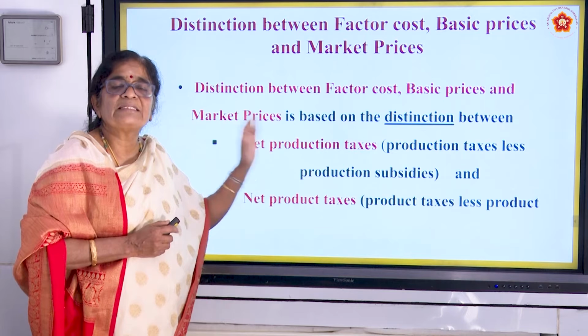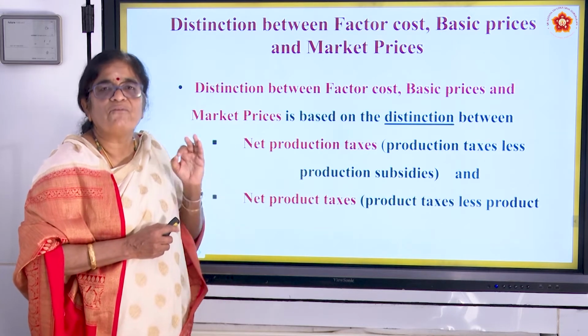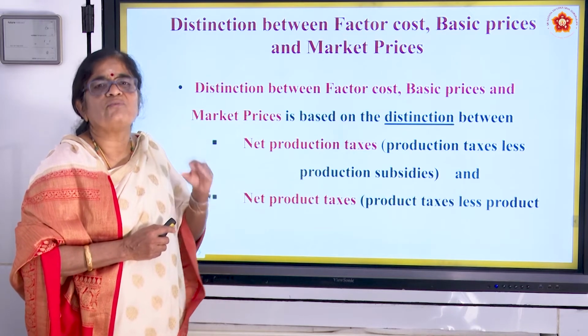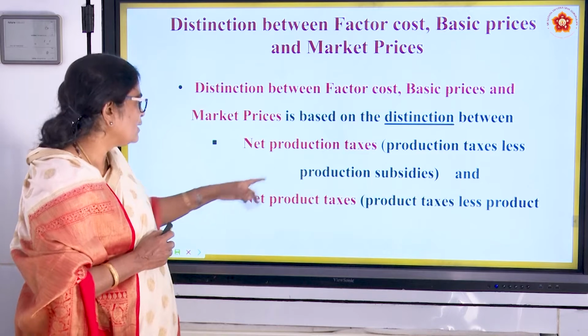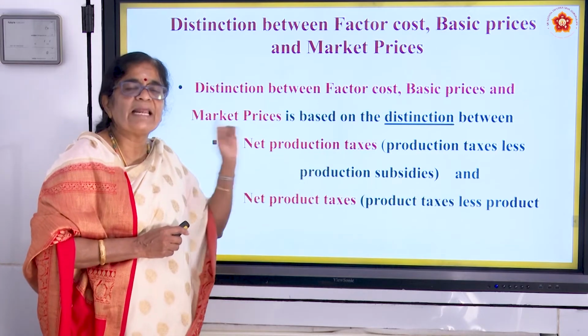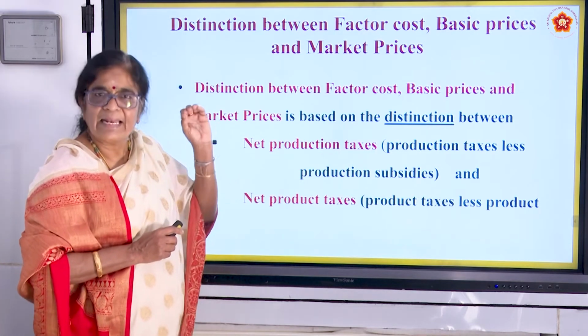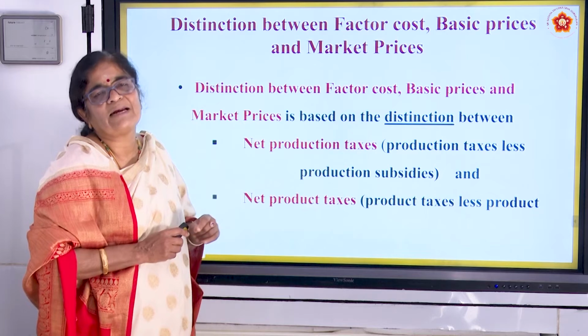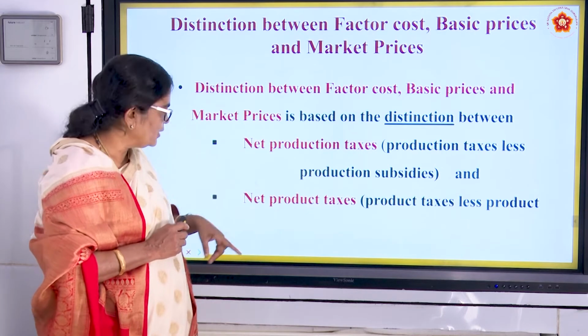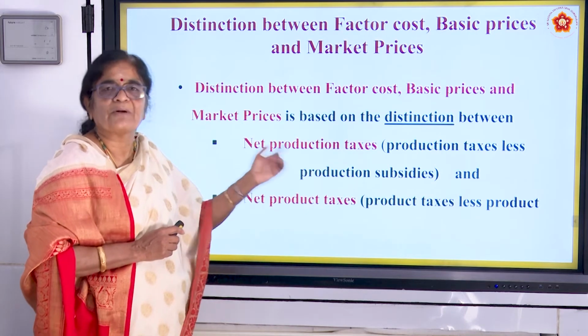But these production taxes are not dependent on the volume of the product produced or the volume of production. Another important example is land revenue. It is charged on land. It is fixed for the land, not for the production, only for the land which is going to be utilized for the production.